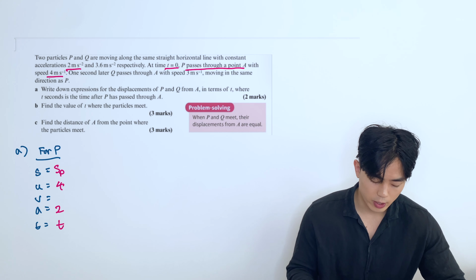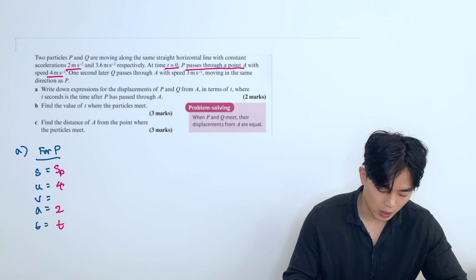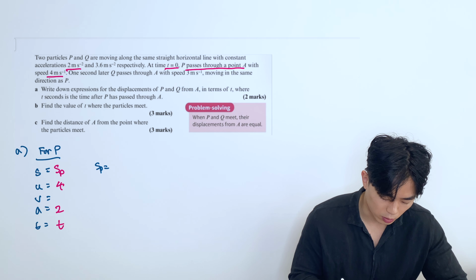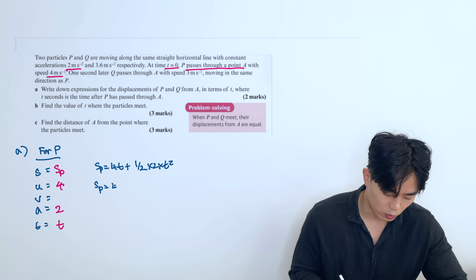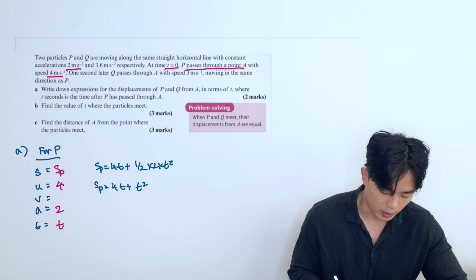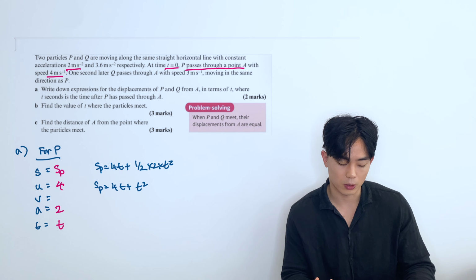Right, so we can use an equation. Let's use s is equal to ut plus half at squared again. So we're going to have sP is equal to 4t plus half times 2 times t squared. Simplifying that a bit, sP is 4t plus t squared. Okay, so that's the displacement equation for particle P.